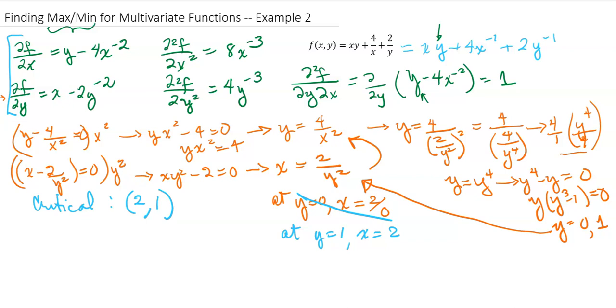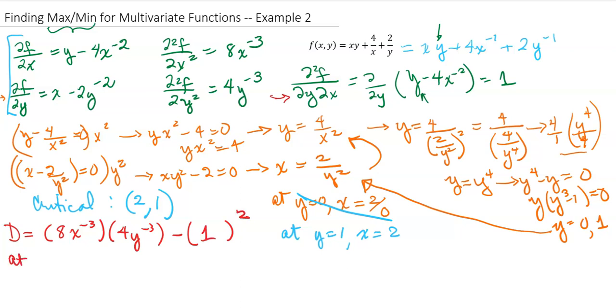Now we want to use our D criteria in order to classify this as a max, min, saddle point, or not enough information. Writing down what D is equal to, we use our second partials. So it's 8x to the minus 3 times 4y to the minus 3 minus this last second partial, minus 1 squared. So now at the point 2, 1, we calculate D.